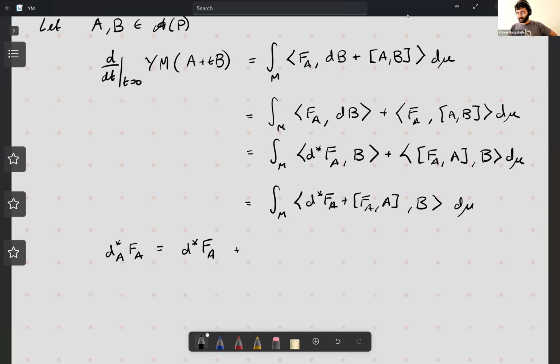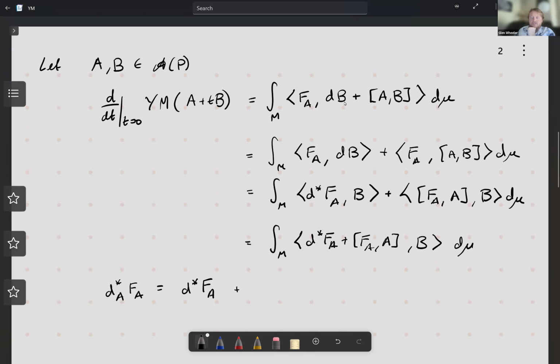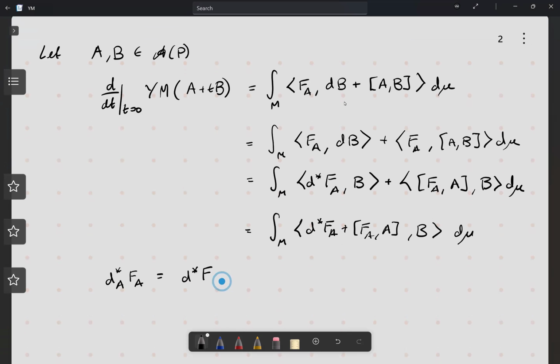There was a question in the chat. It says, can you explain the first line again? Yeah, the first line of this differential. Sure, let me just write it down.